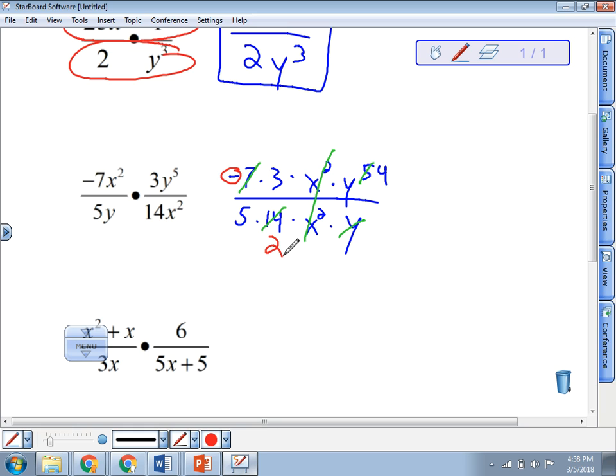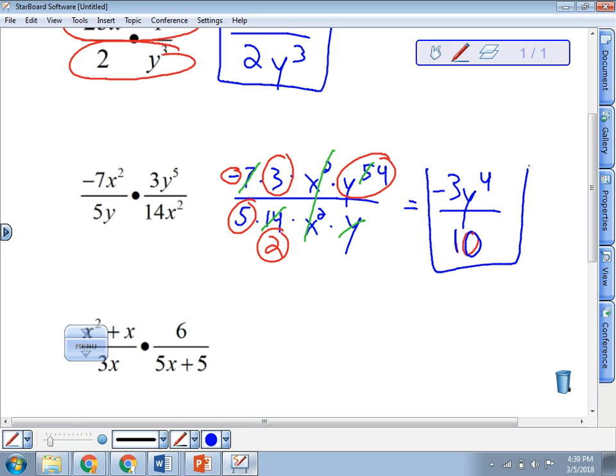So to write my final answer, I like to circle what we've got left. On top, we've got the negative sign, we've got the 3, and we've got y to the fourth. So when I rewrite that, that'll be negative 3y to the fourth. And then on bottom, I just got the 5 and the 2. This is all multiplication, so 5 times 2 is 10. And that is your final answer, using those exponent rules to cancel out and reduce.